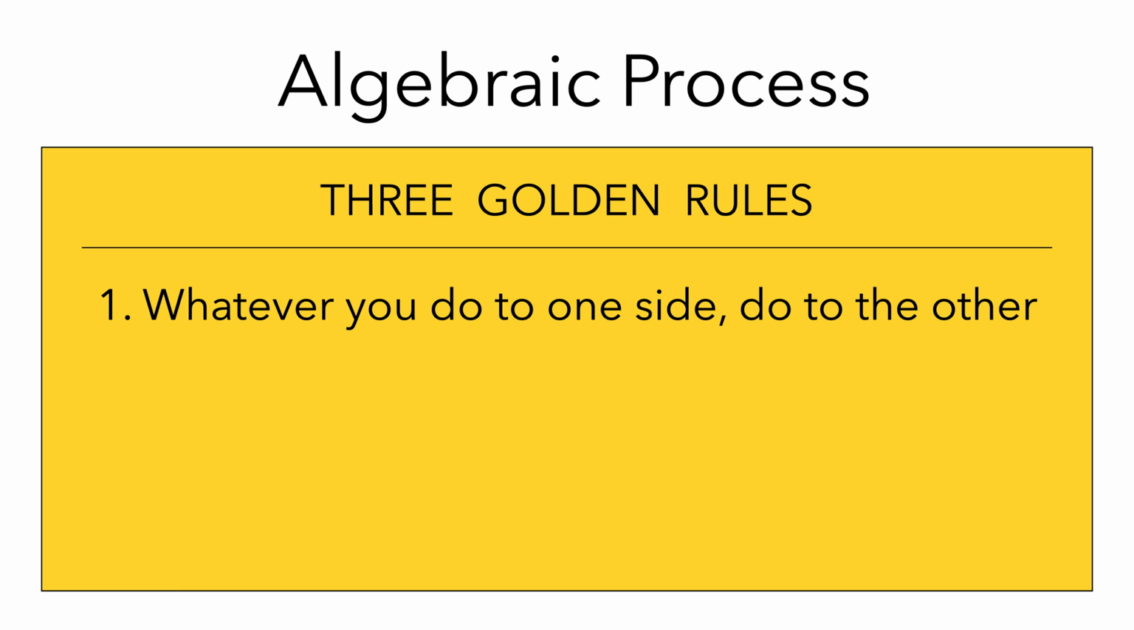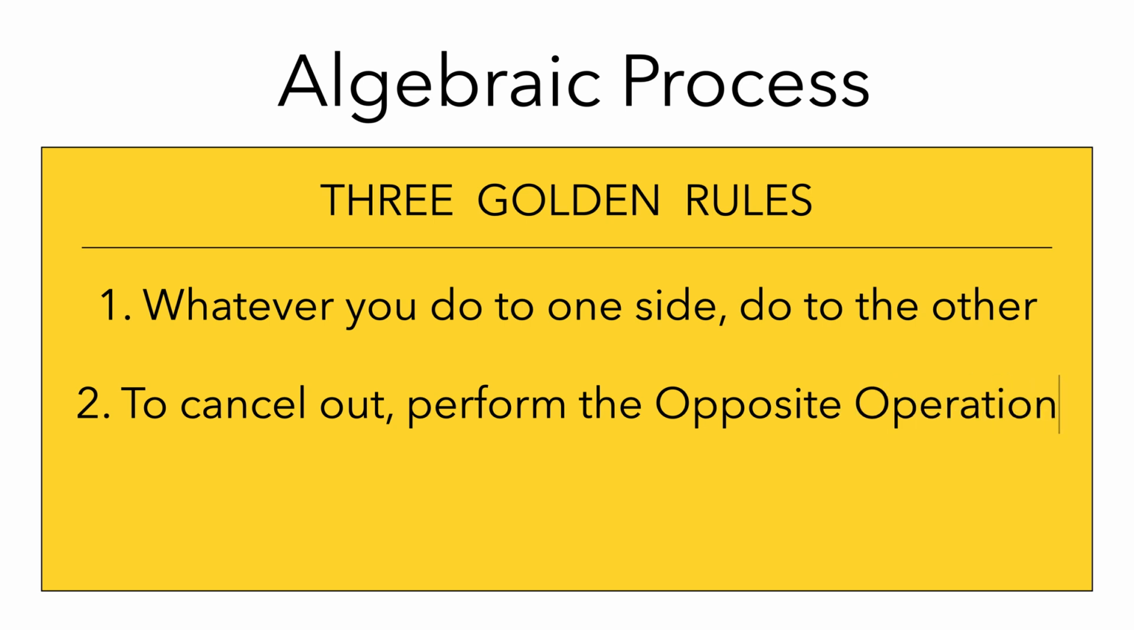The second one is to cancel out, perform the opposite operation. So if we're canceling out a plus, you do it with a minus. If you're canceling out a multiplication, you're going to divide. So whatever you're canceling out, you cancel it with the opposite operation.